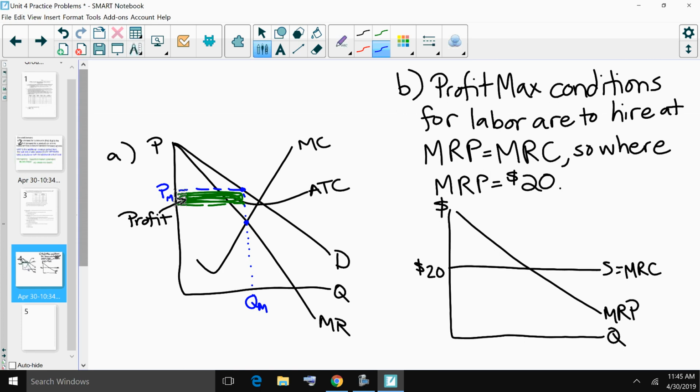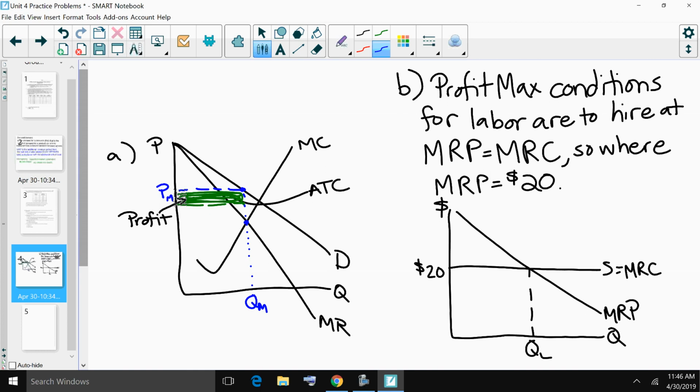is right here. So how many people do we hire? This is our quantity of labor, okay? The quantity of labor that we would want to hire for this company.